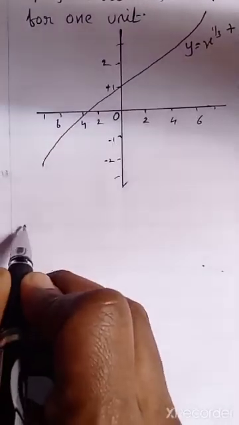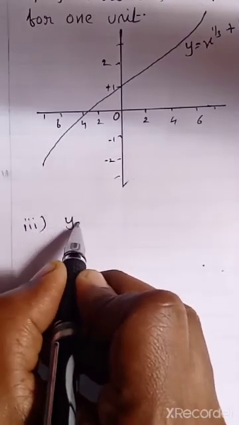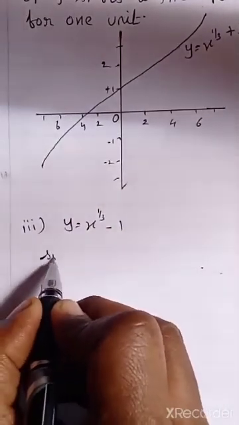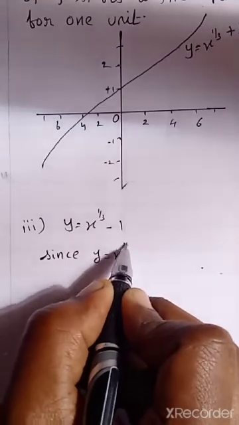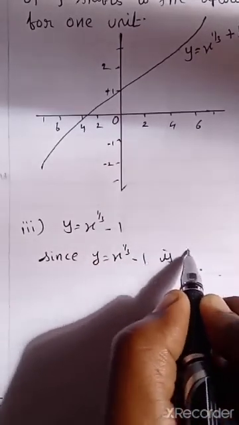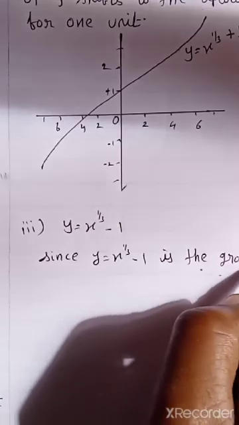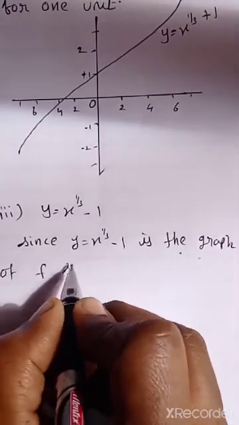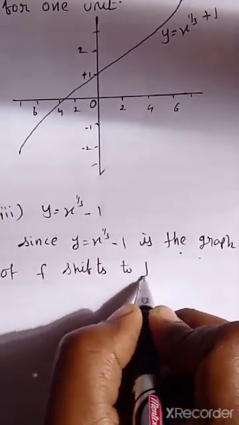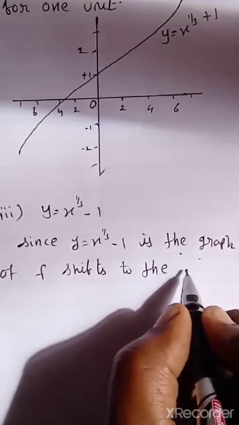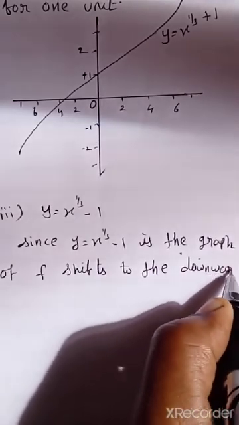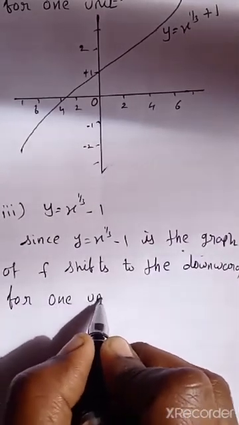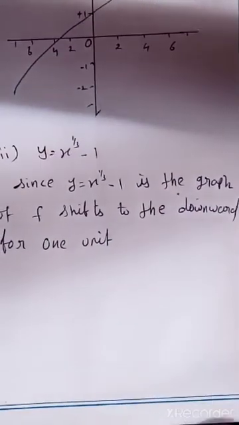What is your third subdivision? y equals x power 1 by 3 minus 1. Here also, since y equals x power 1 by 3 minus 1 is the graph of f shifted to the what? Yes, downward. So since we subtract, we have to move downward, right? So downward for 1 unit.